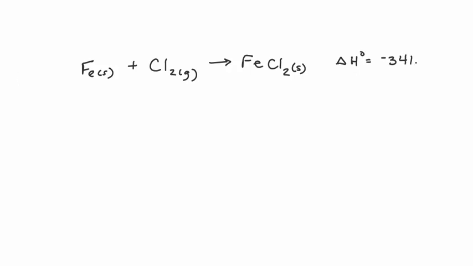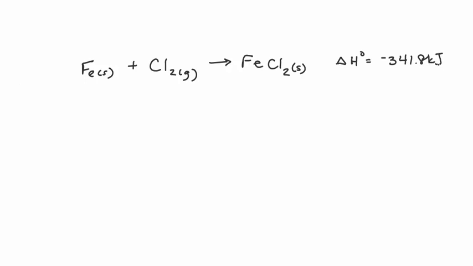Hess's law states that if a process can be written as the sum of several stepwise processes, the enthalpy change of the total process will equal the sum of the enthalpies of the various steps. Now that is a lot of words for this concept.